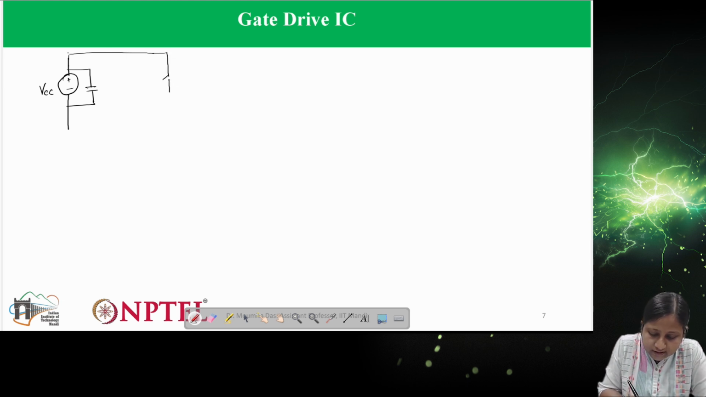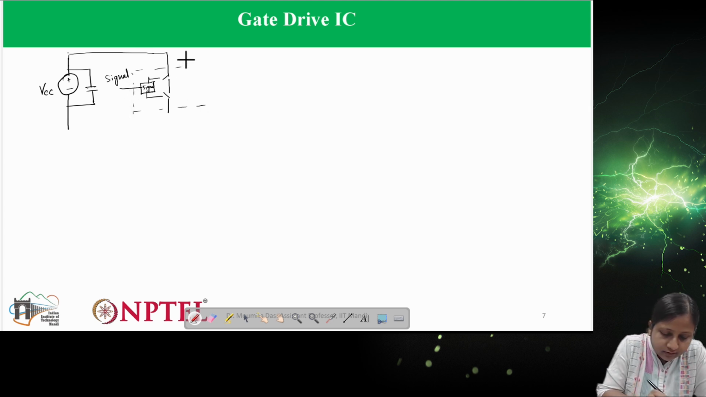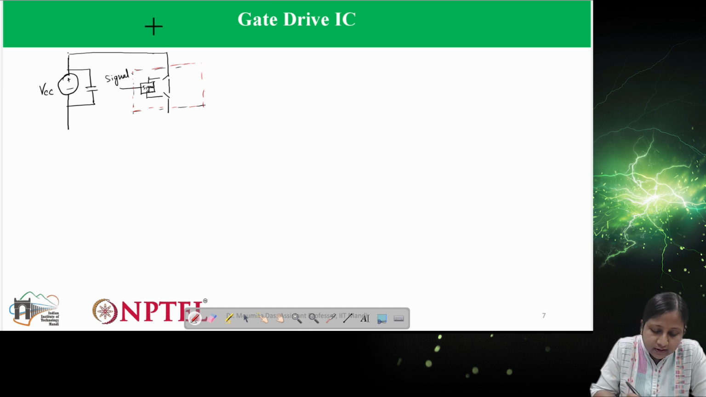Now this gate drive IC will have two different switches. These two switches will be connected to the signal isolator, signal generator. So basically the signal will be going into these two switches. Now this is your signal. I hope you can see this. So this entire thing, let me draw the block in a different color so that it will be visible to you clearly. The entire thing comes under this gate drive.